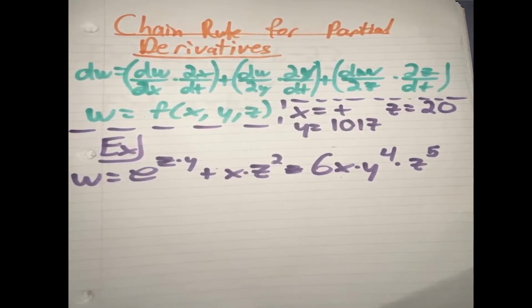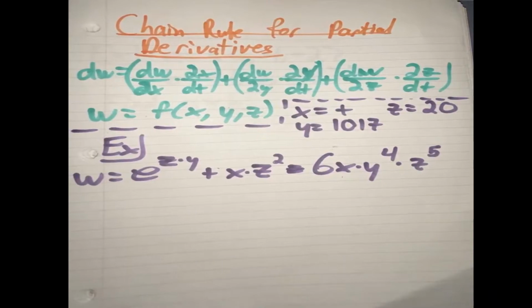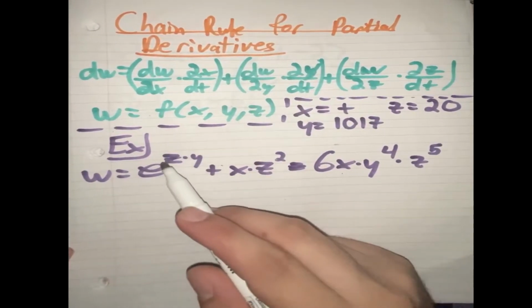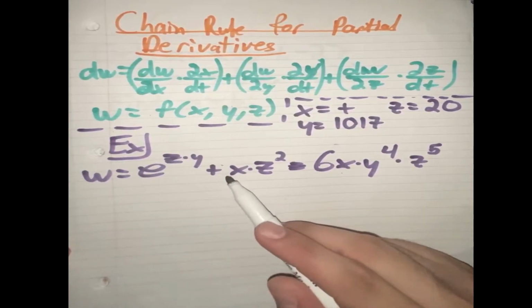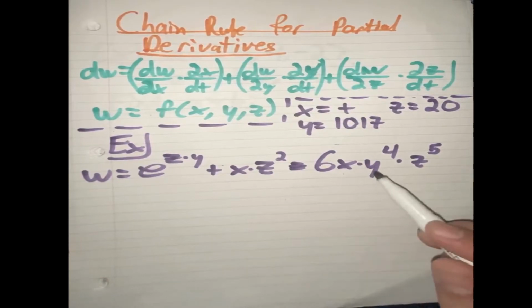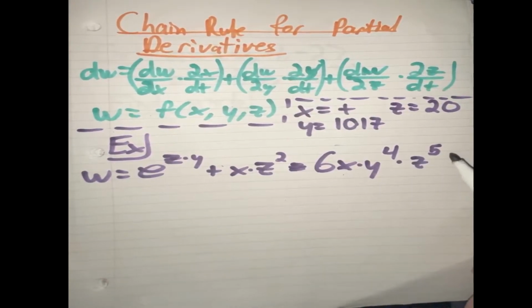So without further ado, we're given this super long function. So we're given e raised to the z times y. So yeah, that's a z. Plus x times z squared minus 6x times y to the fourth times e to the fifth.